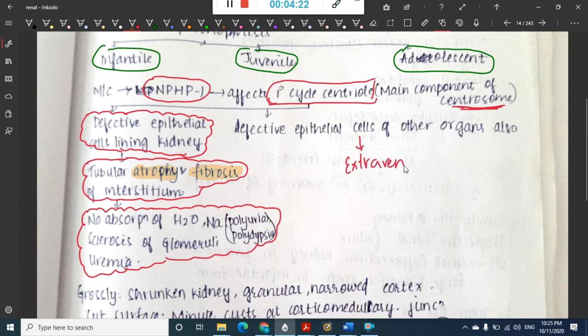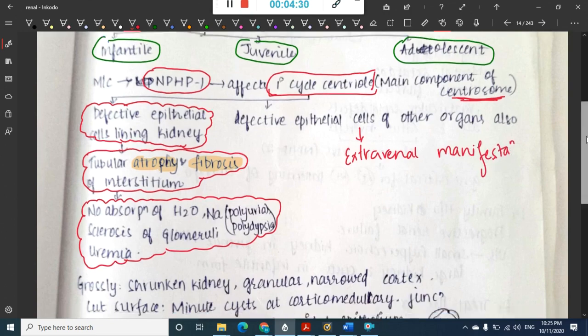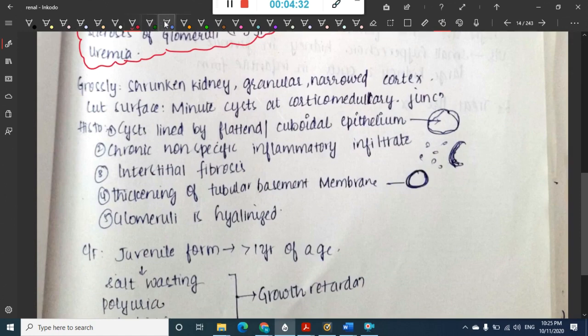Extrarenal manifestations are more common in nephronophthisis. Okay, so let us see, grossly, what do you see? Grossly, you see a shrunken kidney. In a simple renal cyst, or even in autosomal dominant kidney disease, you see enlarged kidneys. But here you see a shrunken kidney, and the kidney is granular, and there is a narrowed cortex.